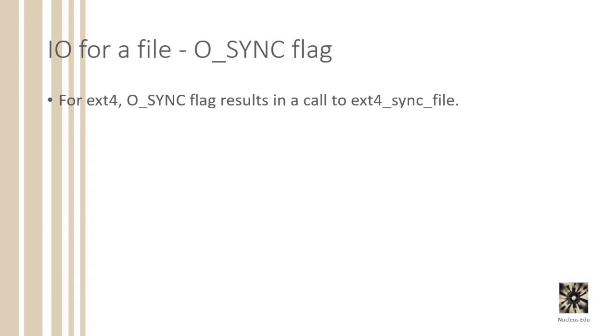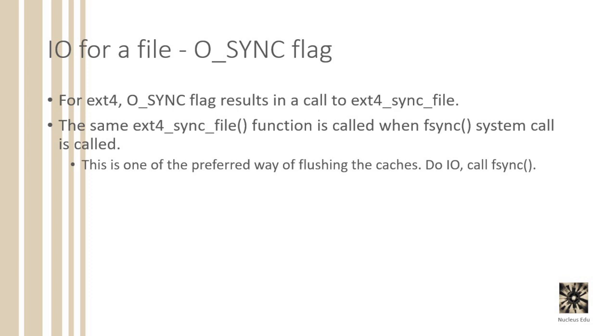So for ext4, when you use the O_SYNC flag, it results in a call to ext4_sync_file right after your buffer is written to the page cache, right? I would like to point out that this is the same ext4_sync_file function which is called when the fsync system call is called. And this is basically one of the preferred ways of flushing the caches, and a lot of databases and other applications do this, where they perform an IO with or without sync, and they explicitly then call fsync, and this is one pattern that a lot of them follow.